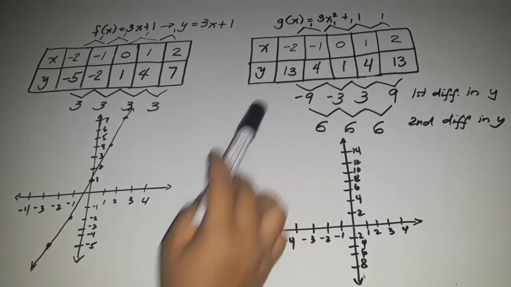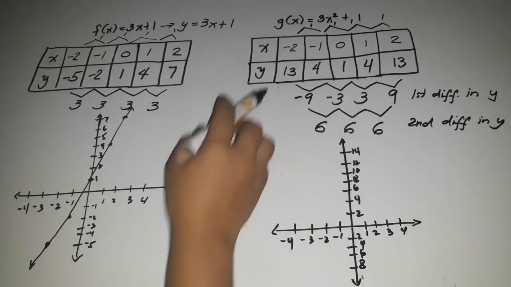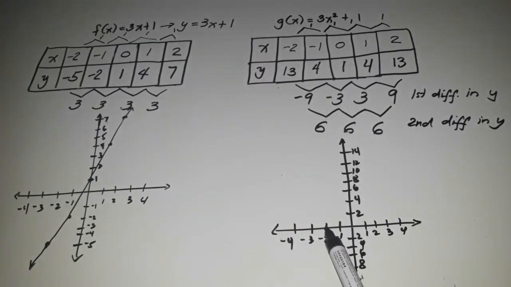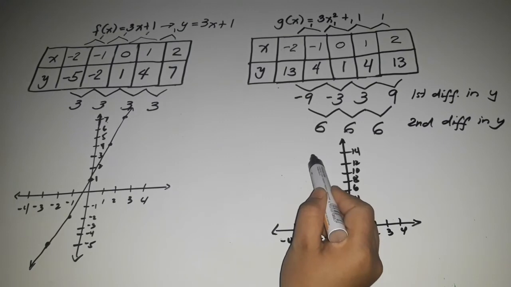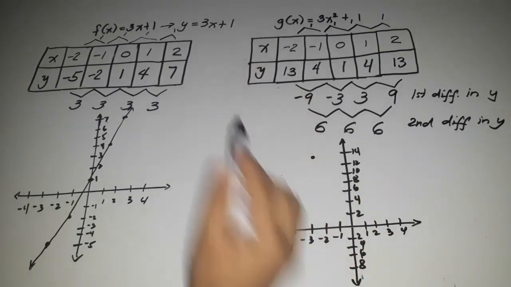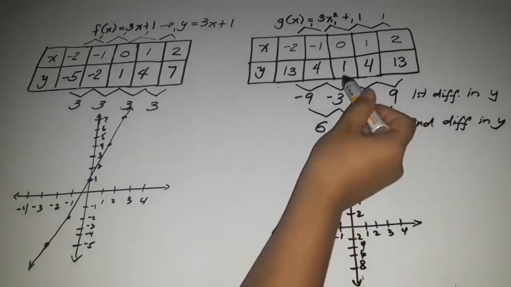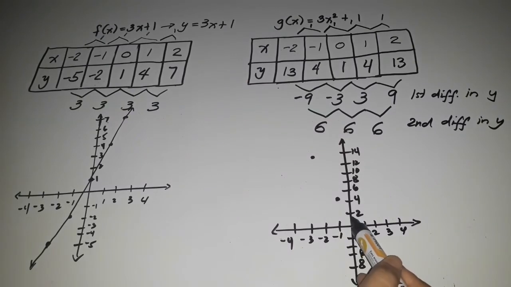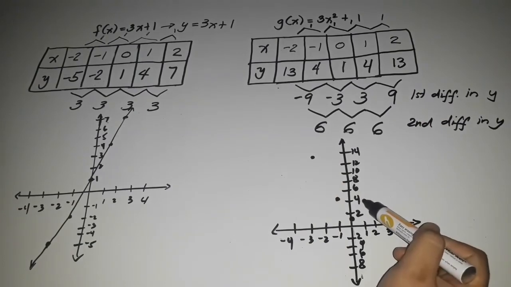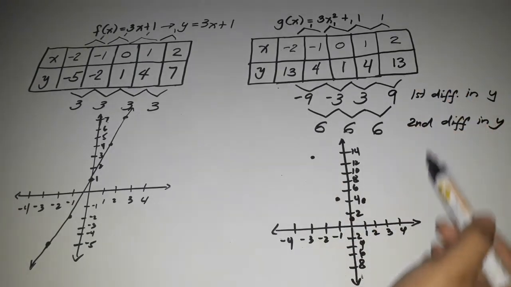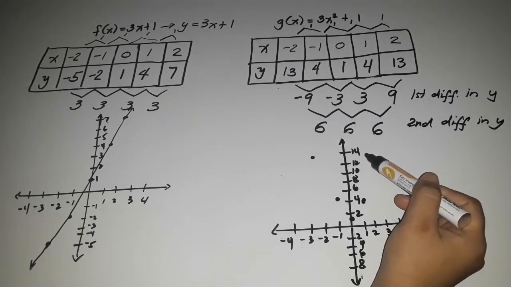Next, let's graph the quadratic function. The first point is negative 2, positive 13. So, we have negative 2 and then positive 13. Next, negative 1, positive 4. And then, 0, positive 1. 1, positive 4. And last, 2, positive 13.